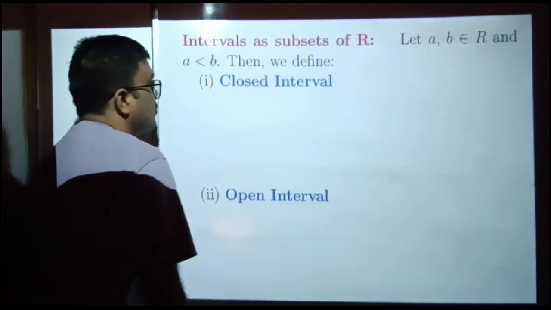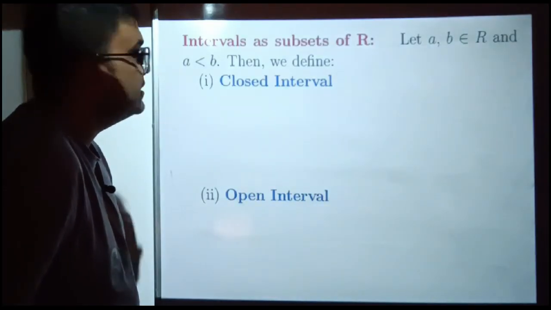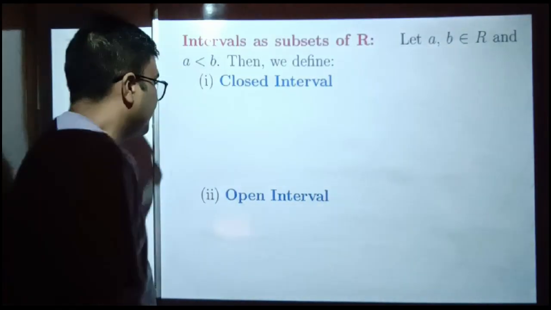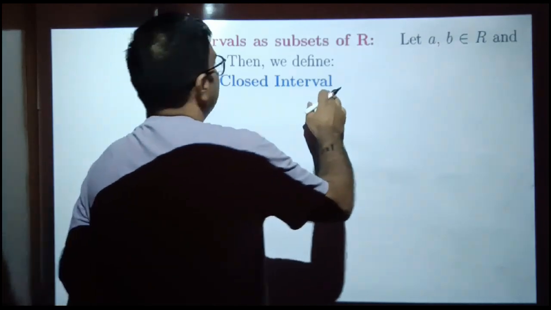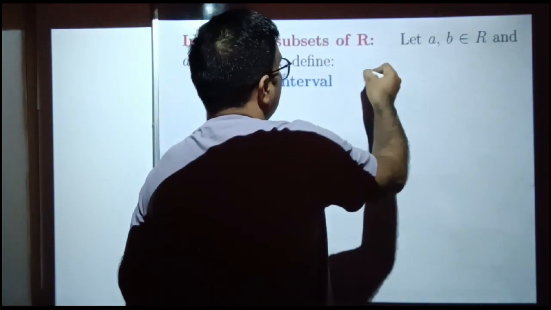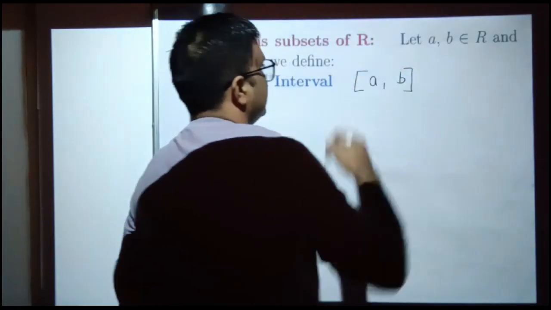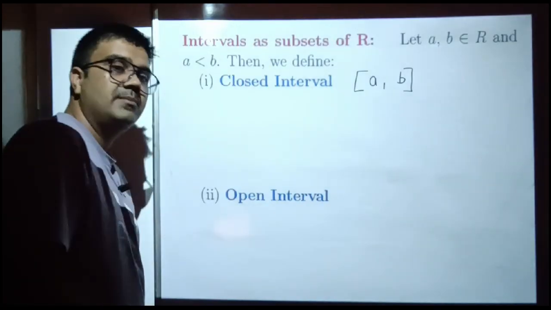Next, we are going to talk about 4 kinds of intervals. The first is the closed interval. Closed interval means we are talking about two numbers a and b such that a is less than b. This closed interval means both the brackets are closed.